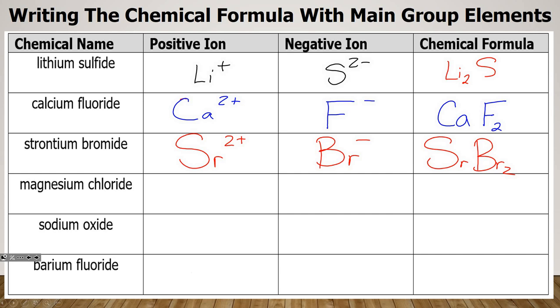So magnesium. Magnesium will be on the left of the slide. So the first two columns of the slide are the positives. And your negatives will be on your right-hand side of your periodic table.